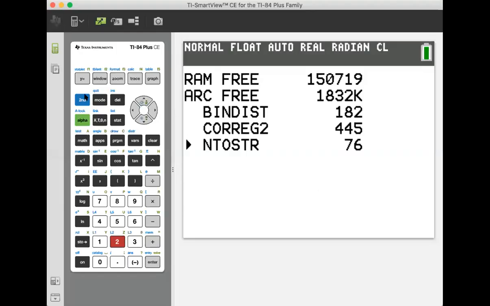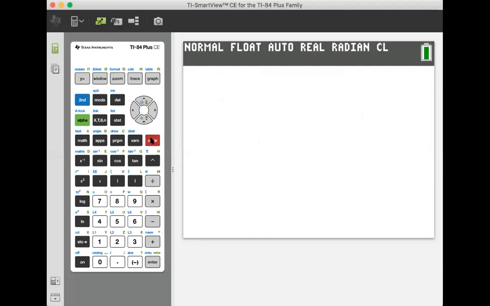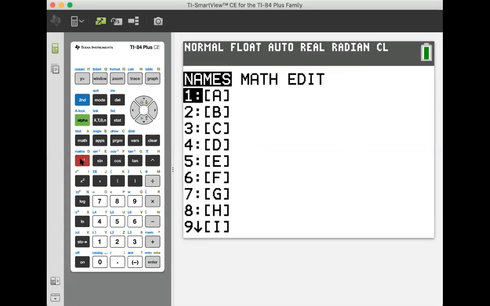Let's clear out of here. Second quit. Okay, clear. All right, so we can't run the chi-squared test until the data's into the calculator. So let's put the data in. First thing we're going to do is, you'll see above this x minus 1 key, it says matrix. That's where we need to get to. So I got to do second x minus 1. And it takes us to the matrices.